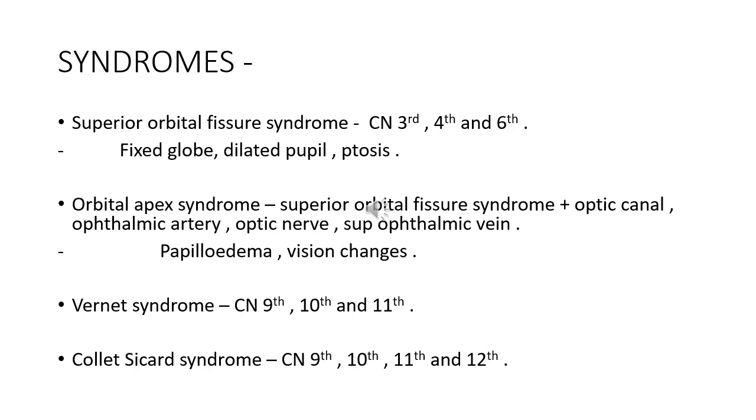Second is the orbital apex syndrome. In this, the clinical features of superior orbital fissure syndrome will be present, and there is also involvement of the ophthalmic artery, optic nerve, and superior ophthalmic vein. The patient will present with vision changes, and on examination there will be papilloedema.